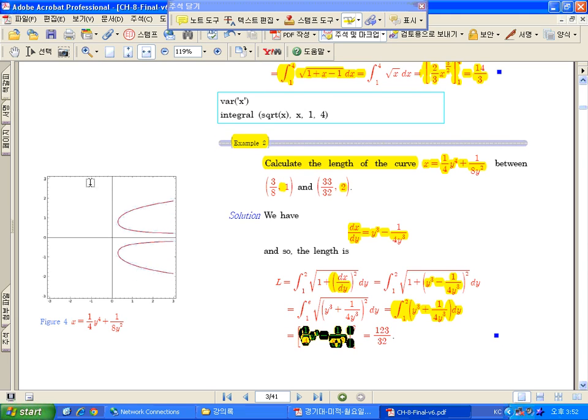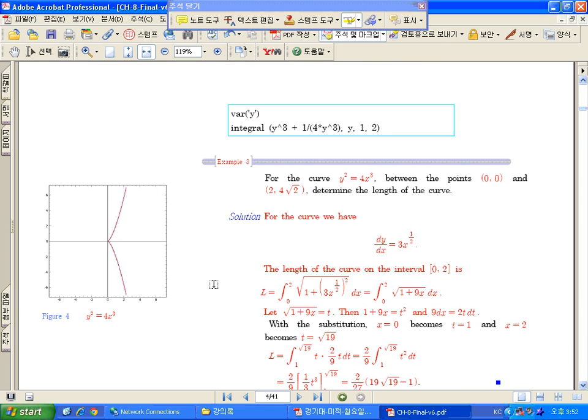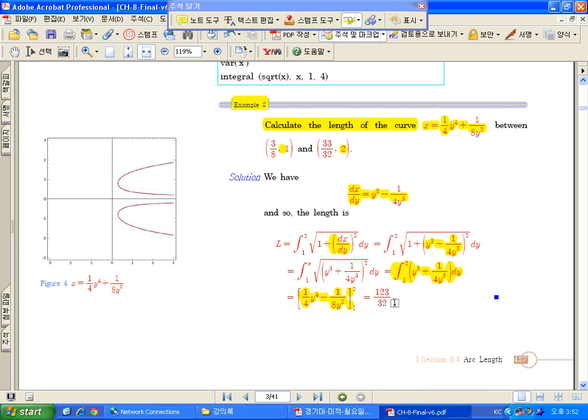The graph of this function is this. And the integration can be obtained with this command, which gives us this value.